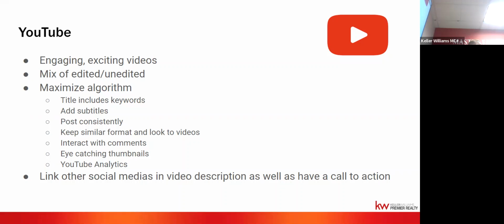Post consistently again. If you want YouTube to recommend your videos to people, you need to be posting on a somewhat regular basis. Keep a similar format and look to videos, kind of like I talked about with other social posts. People should be able to recognize your posts or videos without having your name on them. That's a great thing to aim for, a great goal to have. Interact with comments. If people are commenting on your video, you can send them links to your website, other social medias. You can answer their questions.